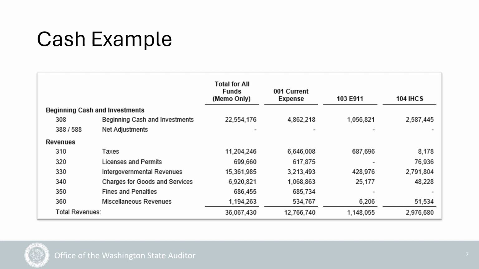Now let's look at cash basis financial statements. Cash basis governments have a similar column format on the C4 that is printed out from the filing system. In this example, there are three funds: the current expense, E911, and IHCS. The first column is not a fund, but a total of all funds reported by the government on the C4. This first column is unique to cash basis financial statements.